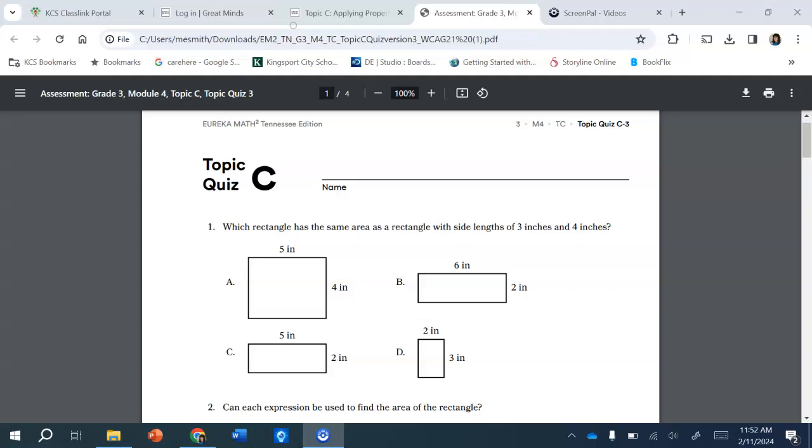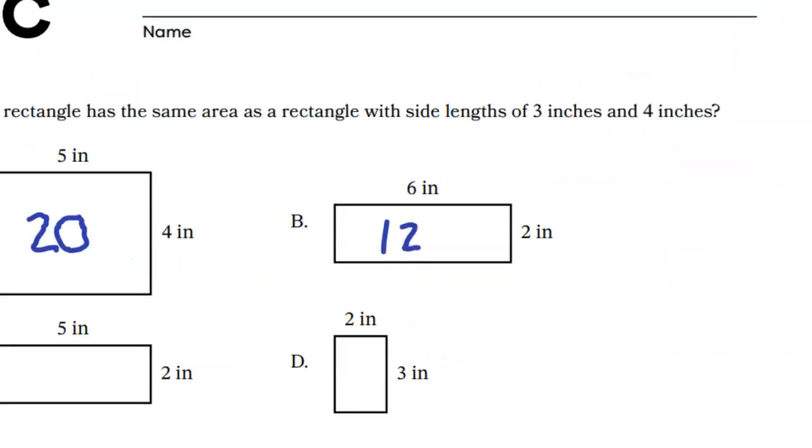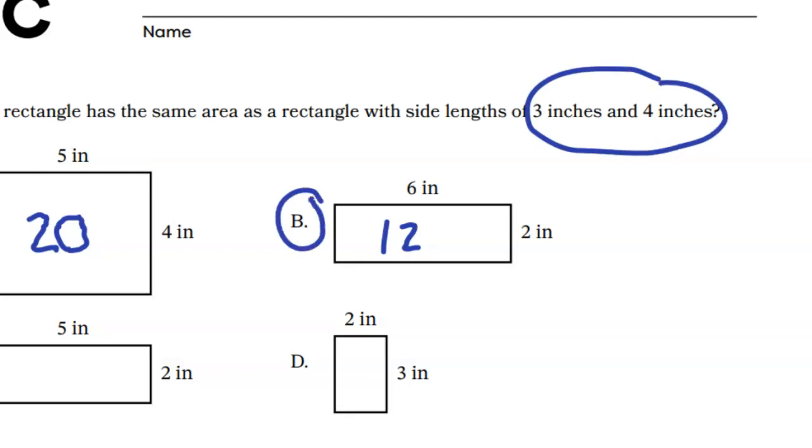I have choice A, which is a 5 by 4. 5 times 4 would give me a 20 square inch rectangle. Choice B is a 6 by 2. That would also be 12 square inches. So that is the same as this one. We have a 12 square inch and a 12 square inch. Even though they are configured in different arrangements, they both have the same area of 12 square inches.